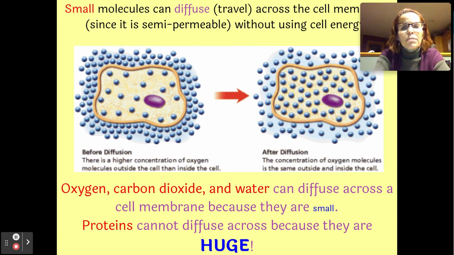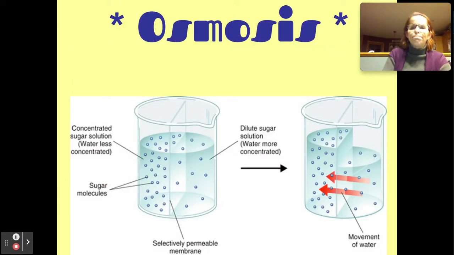Proteins are an example of a molecule that's enormous. It's like the basketball in that previous diagram. They can't pass through the semi-permeable membrane. So if we need proteins to come into our cells or to leave our cells, they have to be transported, and it uses a lot of energy to do that.